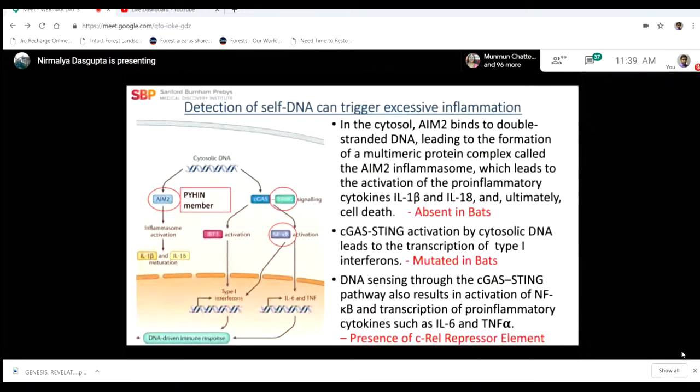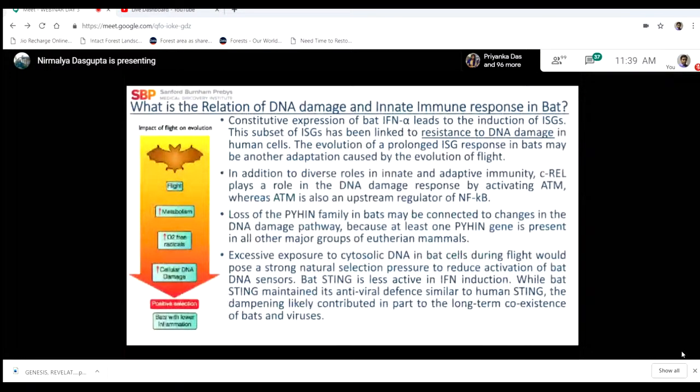So they have these three beautiful things due to molecular evolution, which can reduce the excessive inflammation due to detection of self DNA. Their chances of having cytosolic DNA are very low because of their efficient DNA damage repair. But if there is still some DNA, they can control it. That's why I'm calling them real superheroes. I explained why: due to flight and ROS, and metabolic rate, they have the loss of PYHIN family members, mutated cGAS-STING, and the NF-SERIAL repressor element in their TNF alpha gene.